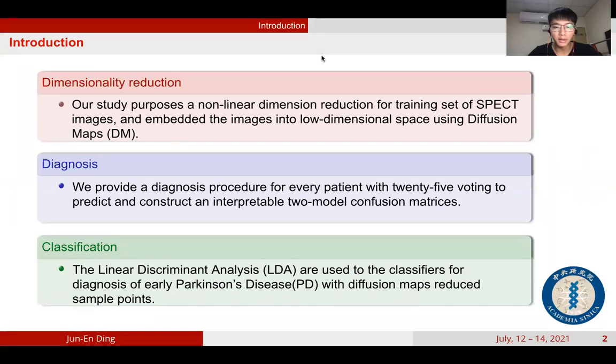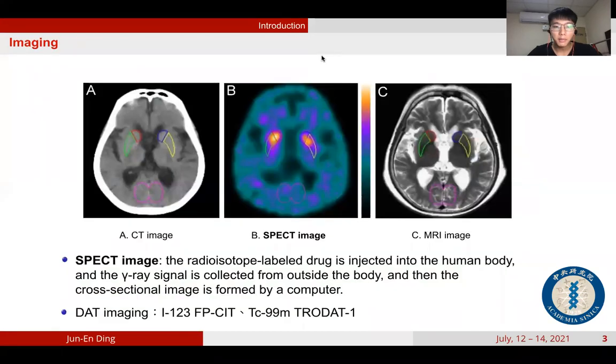Second is diagnosis. We provide a diagnosis procedure for every patient with 25-fold voting to predict and construct interpretable two-model confusion matrices. Third is classification. The linear discriminant analysis (LDA) is used as the classifier for diagnosis of early Parkinson's disease with diffusion maps reduced points. Three common images for diagnosis of Parkinson's disease include CT, SPECT, and fMRI.